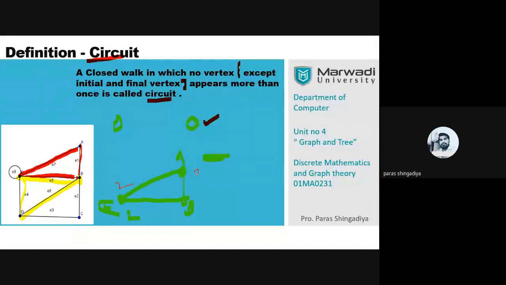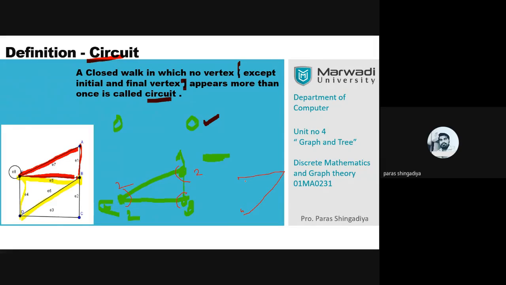Clear? The degree of this vertex is 2, the degree of this vertex is also 2. Think about this triangle. Clear? This is also one circuit. Now draw it separately here and check what the degree of every vertex of this triangle is.